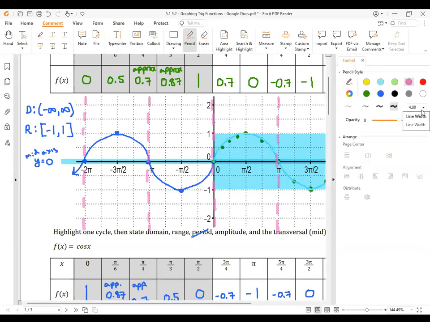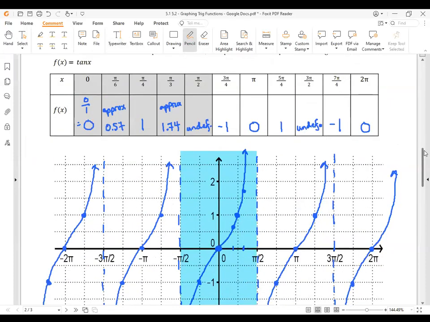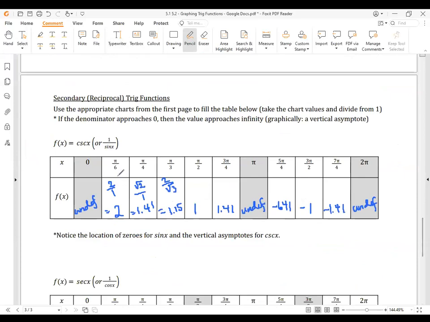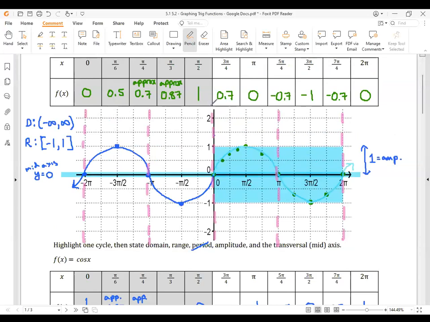Next. Whew. You ready? 3 pi. Okay. Pi over 4. 1.4. And then 1. So undefined, 1.4, 1, 1.4, undefined. Undefined, 1.4, 1, 1.4, and undefined.